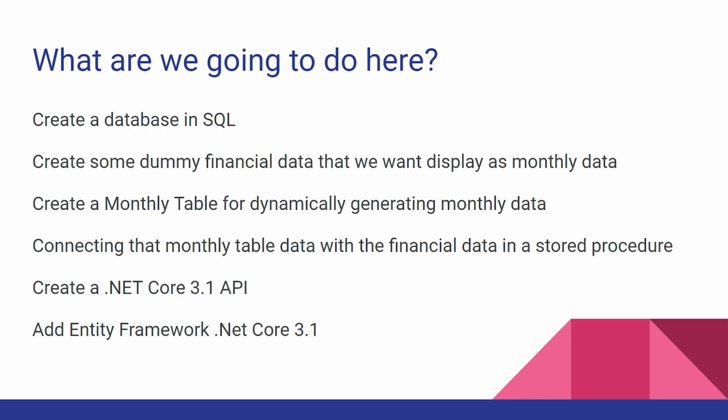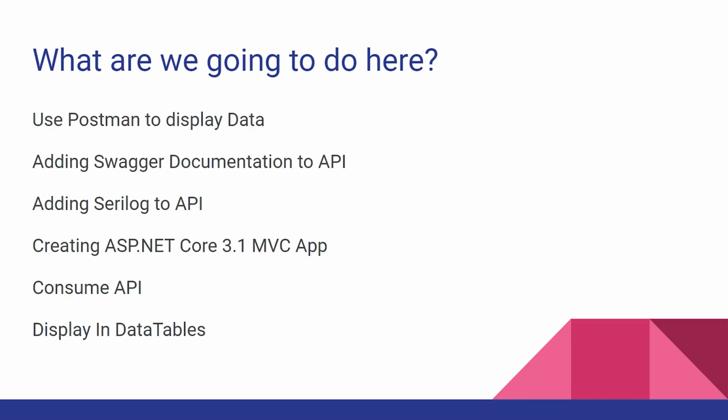Then we're going to create an ASP.NET Core API, add Entity Framework, use Postman to display that data, add a Swagger document to the API, add Serilog to the API, create an ASP.NET Core 3.1 MVC app, and consume that API and display that in a database table.